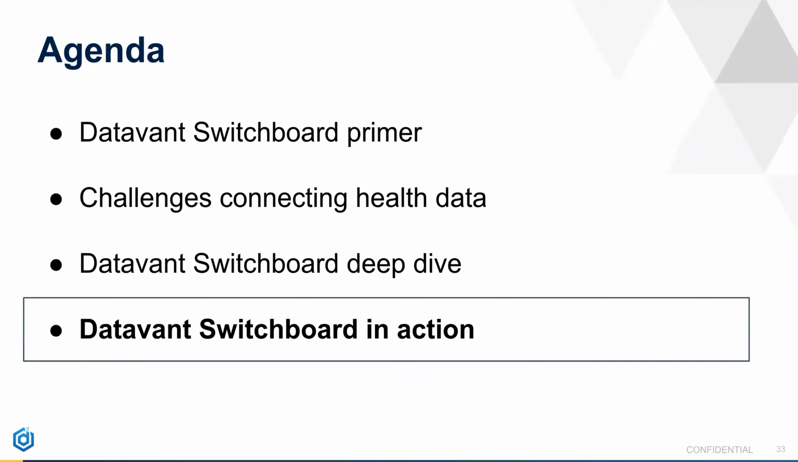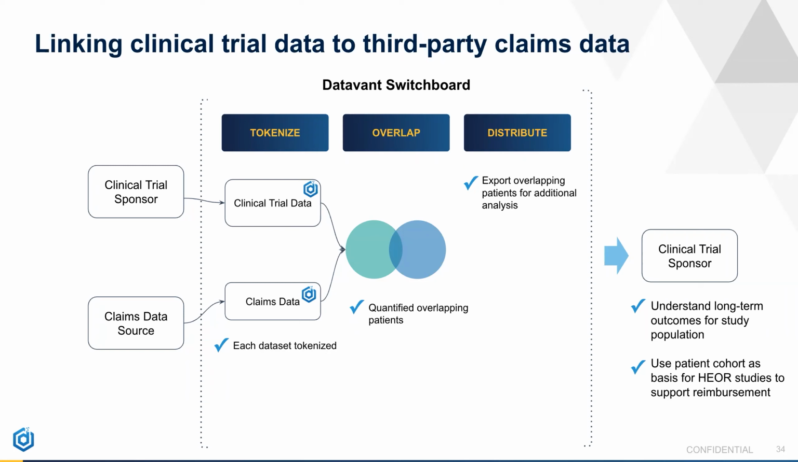And they want to find out what other third parties may have data on these particular 1,000, 2,000 patients or whatever they might have in their clinical trial. So both parties tokenize the data, upload it securely to Datavant. They're able to provision an overlap between just those two data sets, and they're able to get the overlap counts.